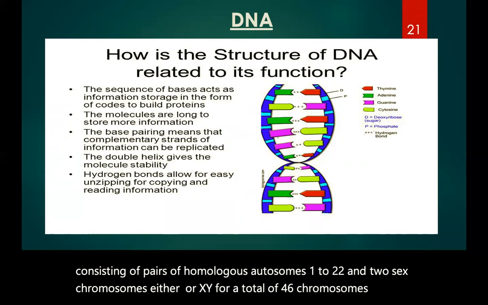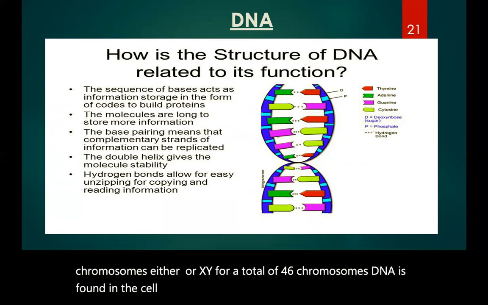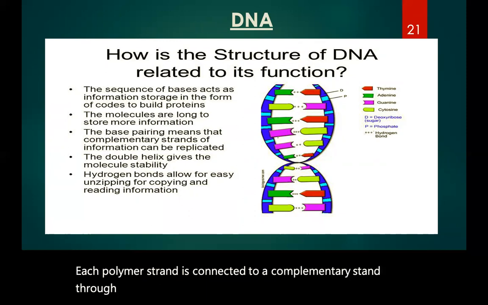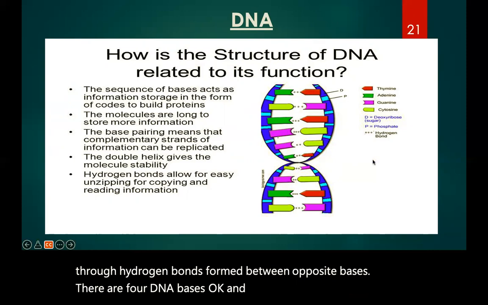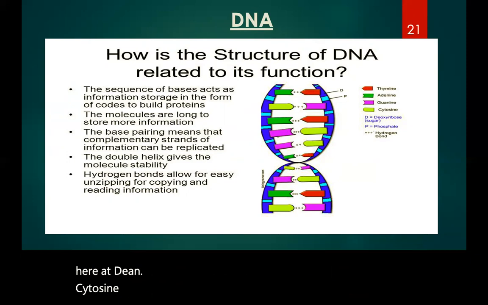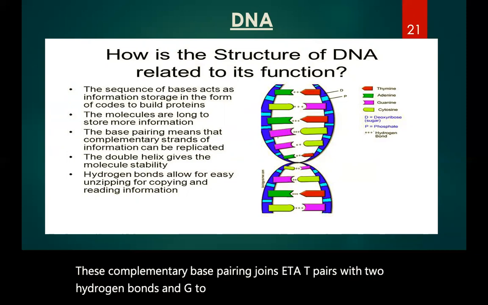DNA is found in the cell nucleus and is made up of long polymers of nucleotides. Each polymer strand is connected to a complementary strand through hydrogen bonds formed between opposite bases. There are 4 DNA bases, and you can see them listed here: adenine, cytosine, guanine, and thymine. Complementary base pairing joins A to T pairs with 2 hydrogen bonds and G to C pairs with 3 hydrogen bonds.